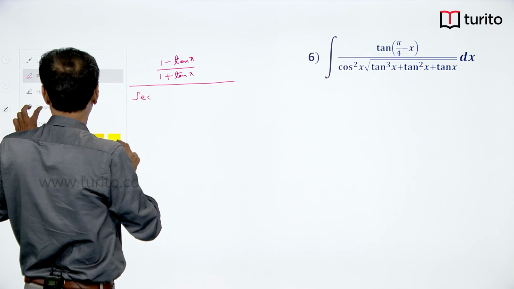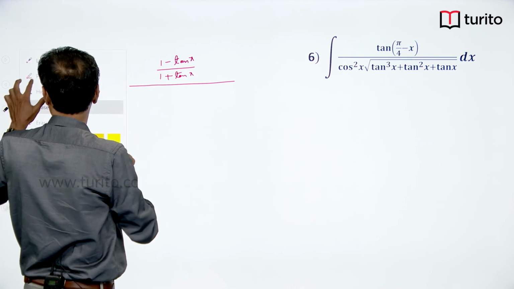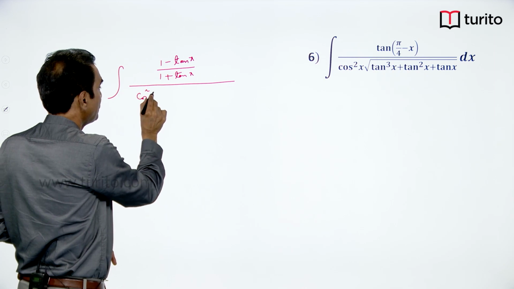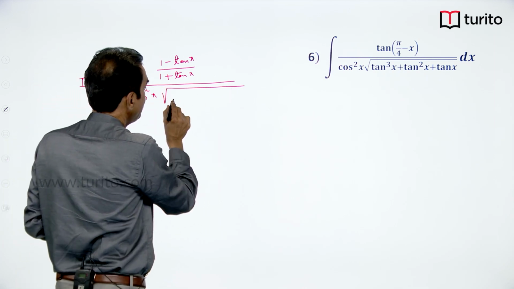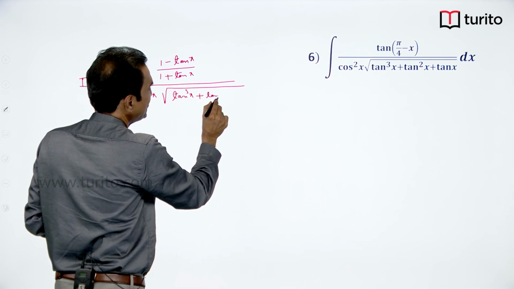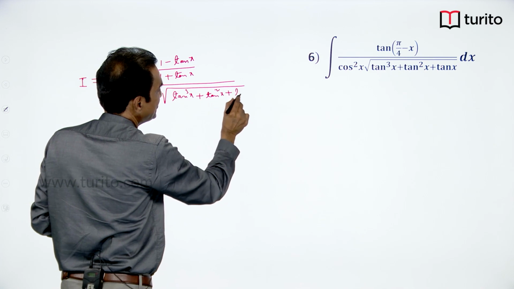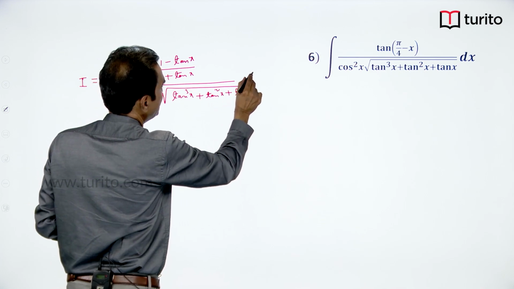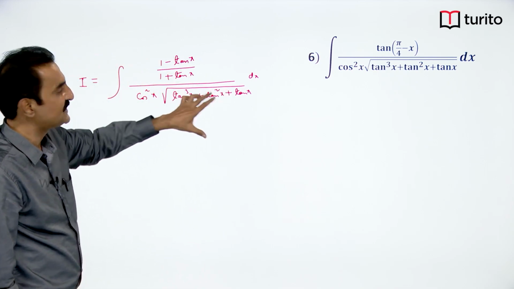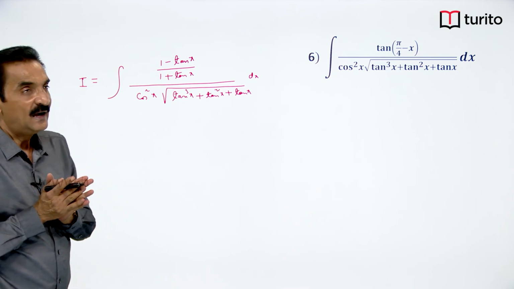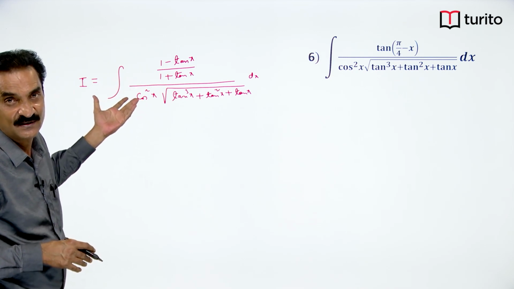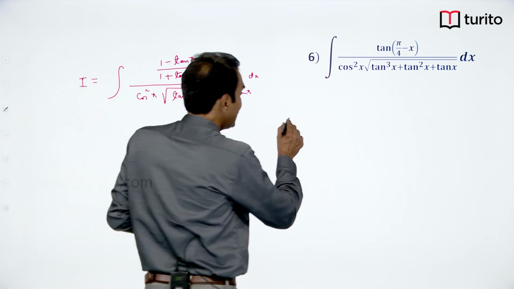by cos square x into square root of tan cube x plus tan square x plus tan x dx. See, both the terms, this and this, are in terms of tan x, and the derivative of tan x is also present in the integrand. 1 by cos square x means secant square x. So we put tan x is equal to t.